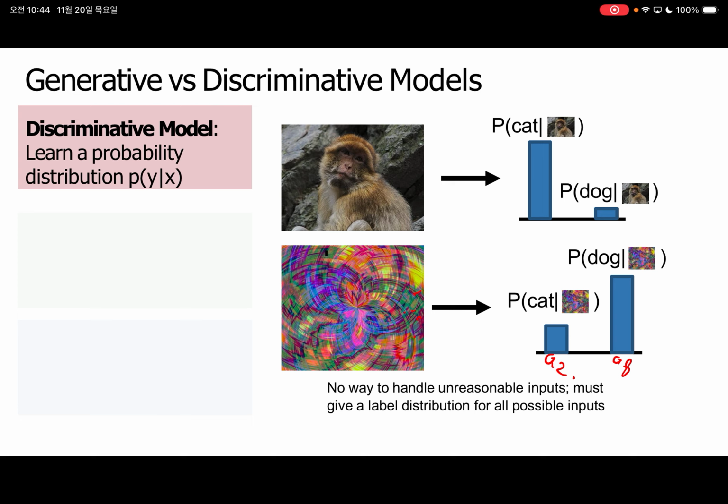So why did this happen? The reason is that the competition is done in label space. So there's no way to handle unreasonable inputs. It must give a label distribution for all inputs, right? So that is the problem.